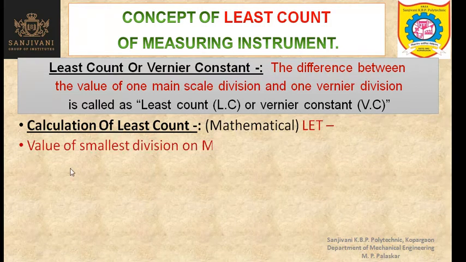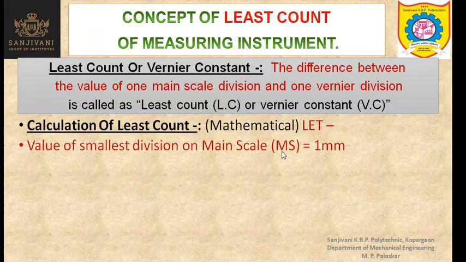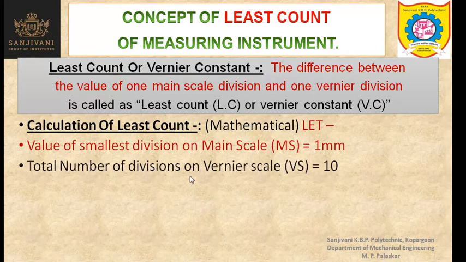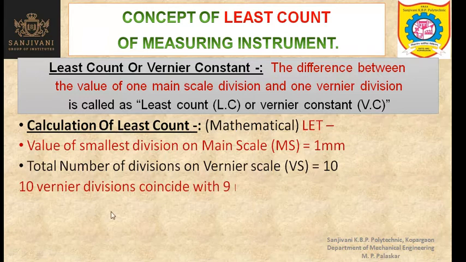For this purpose, let us assume that the value of the smallest division on the main scale is 1 mm. Generally we have vernier calipers whose main scale is such that the value of the smallest division on the main scale is 1 millimeter, and suppose that the total number of divisions on the vernier scale is equal to 10. So vernier calipers are available which have 10 divisions on the vernier scale, and 10 vernier divisions coincide with 9 main scale divisions.